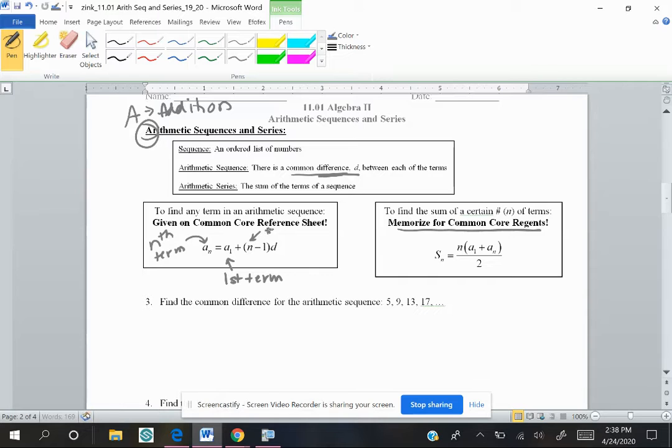N is how many terms you have. So if you're looking for the 4th term, then n is 4. And D represents your common difference. Again, the common difference is what you're adding to get to the next term.